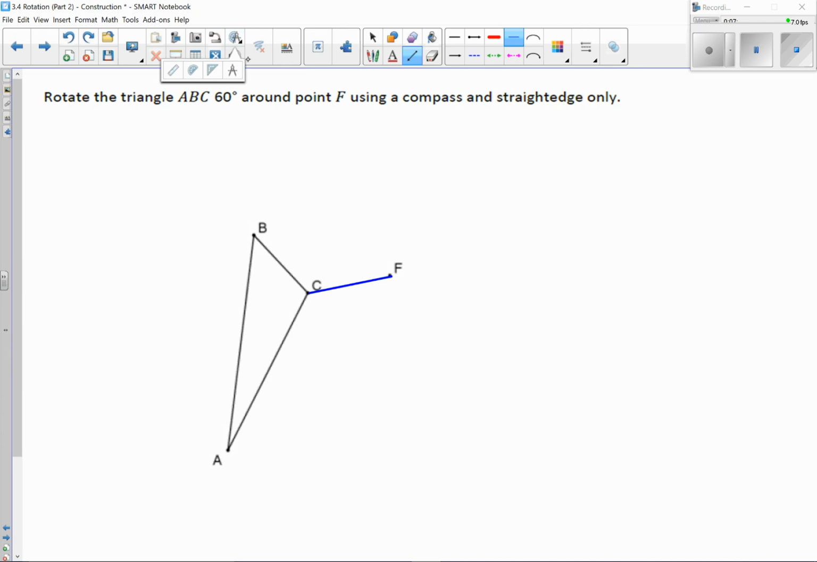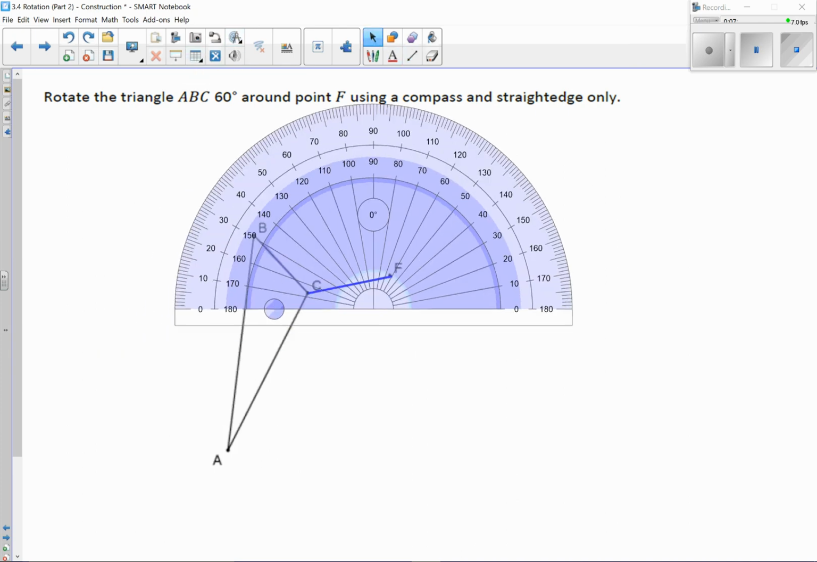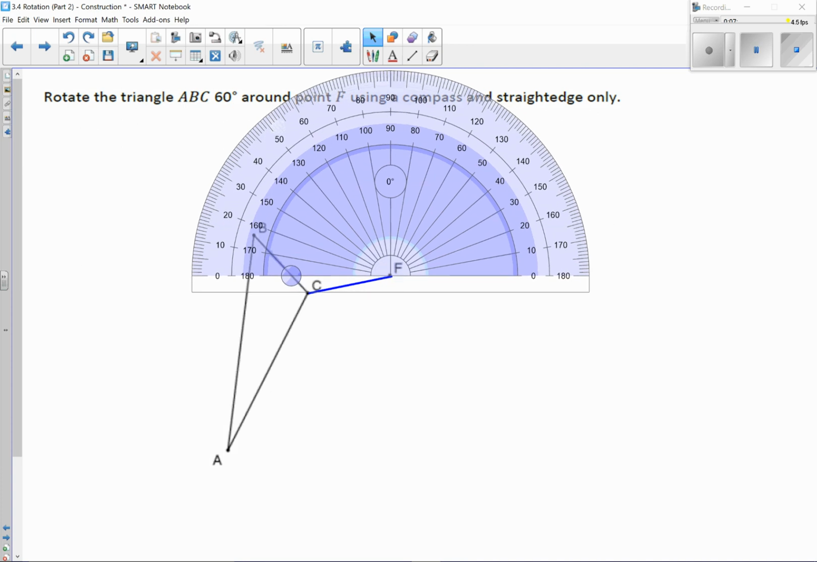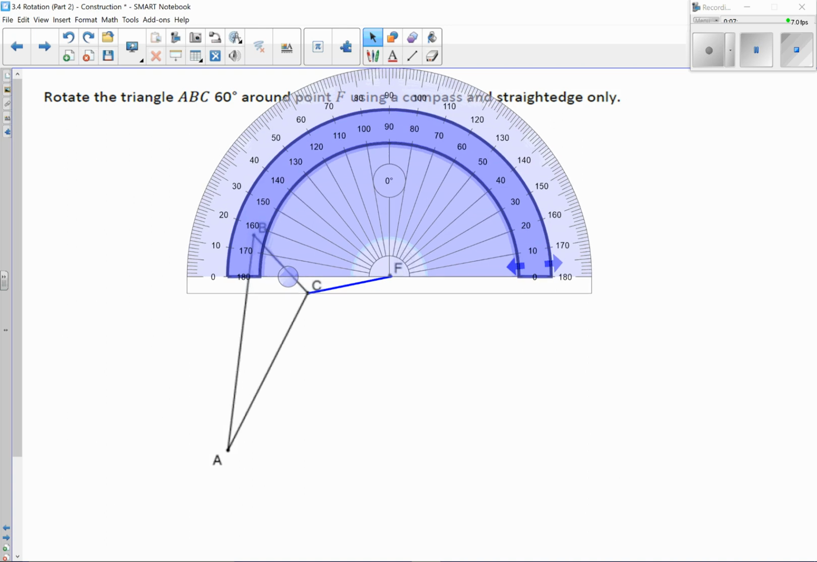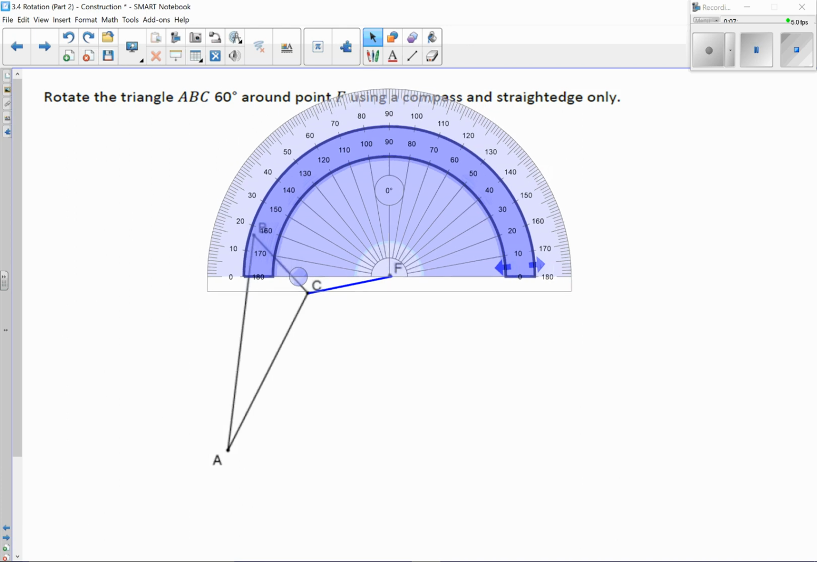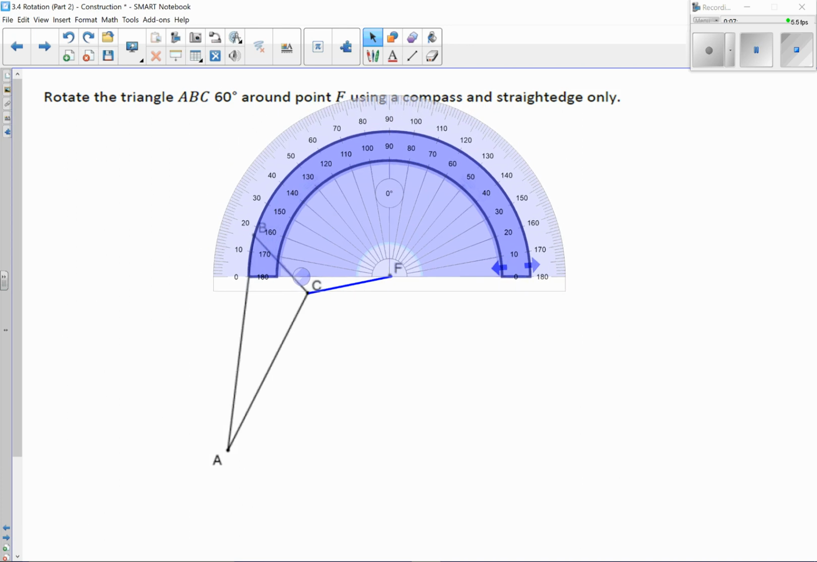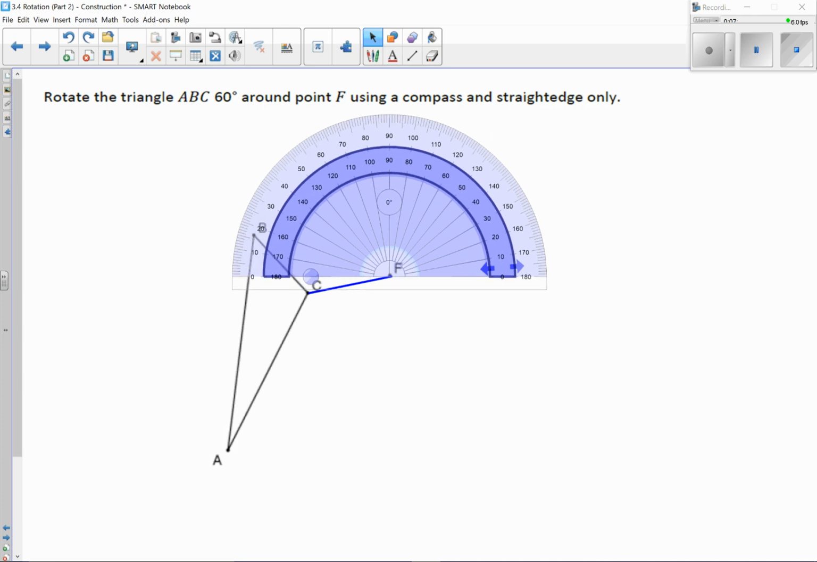So I'm going to take my protractor. Unless you have a process that's going to get you this angle without doing that, I'm going to have to use the protractor. It's 60 degrees, right? It's positive 60, so we're going in the counterclockwise direction. I'm going to rotate this around so that the bottom of my protractor is in line with the line segment, in this case CF.